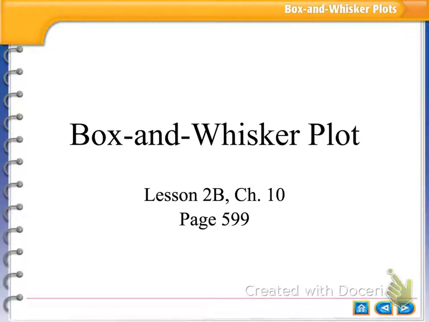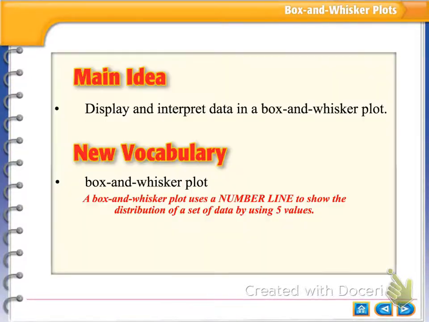I want you to take notes just like you normally would if I were up in front of you teaching this lesson. Feel free to pause it at any point if you need to have more time to write something down, or go back and re-watch a certain part. If it doesn't make sense, go back, re-watch it. Hopefully it will make more sense the second time around.